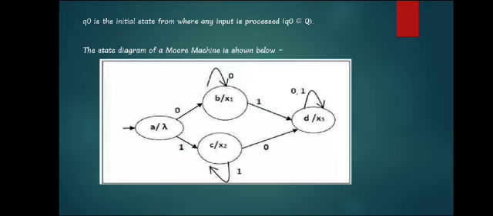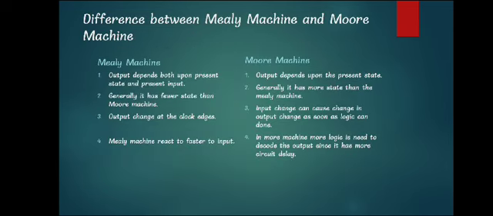Let's see more differences. As we have gone through, the output of Mealy depends upon the present state and the present input, whereas in Moore the output depends upon the present state only. Generally, the Mealy machine has fewer states than the Moore machine, and the Moore machine has more states in comparison to the Mealy machine.